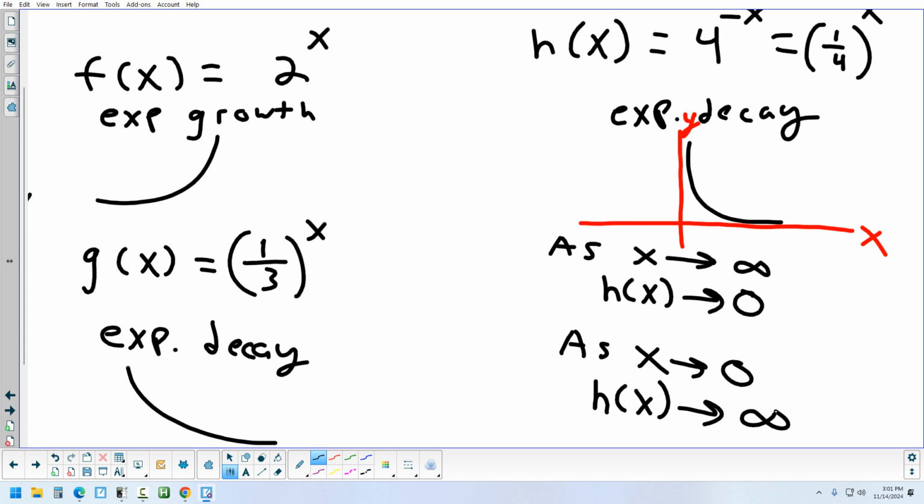And that would be pretty typical of a decay graph that hasn't been reflected or anything like that. As you go to the right, it approaches a number, in this case 0. As you go to the left, it approaches infinity. So any question on describing something as growth or decay, and then describing the end behavior?